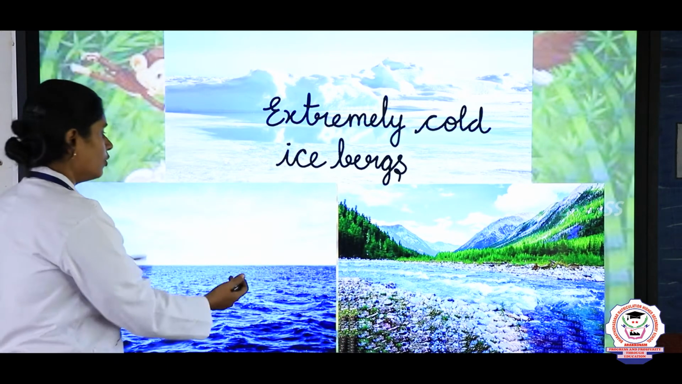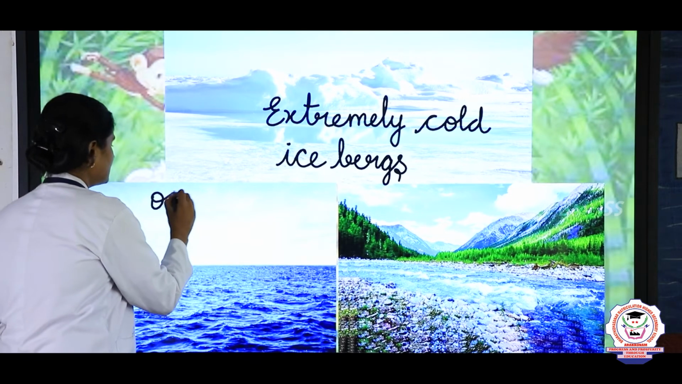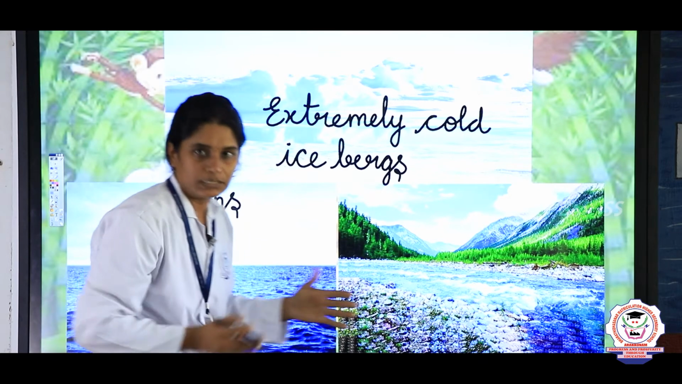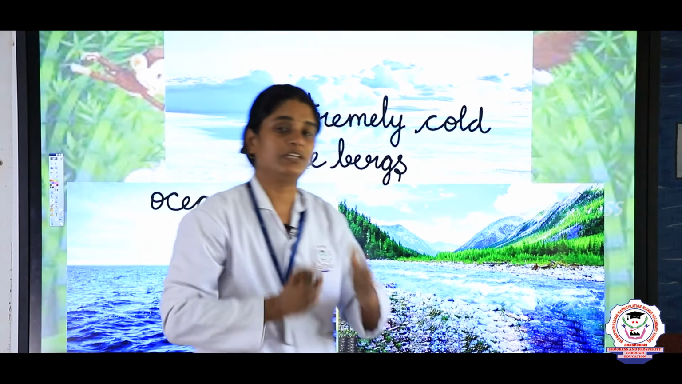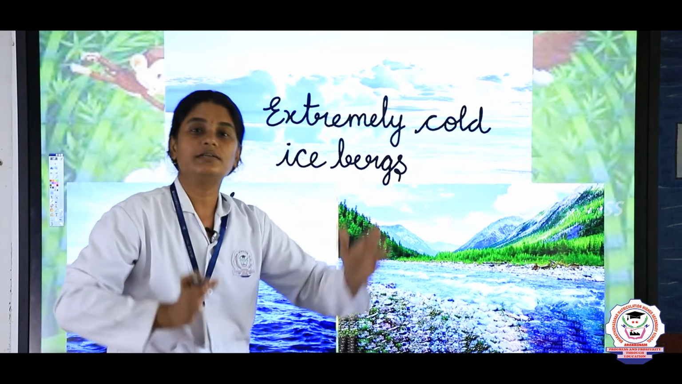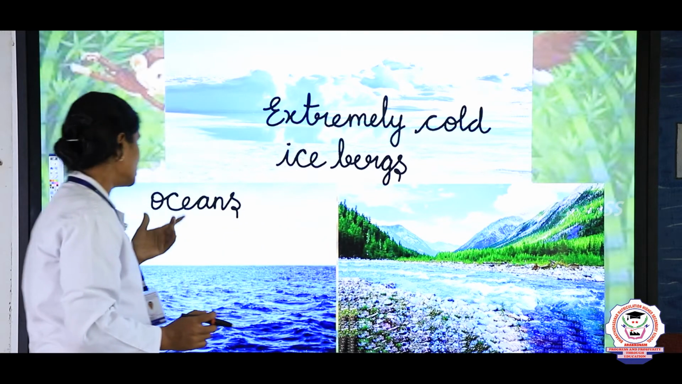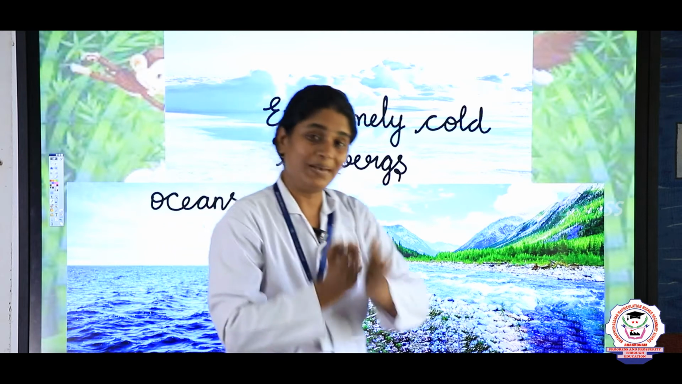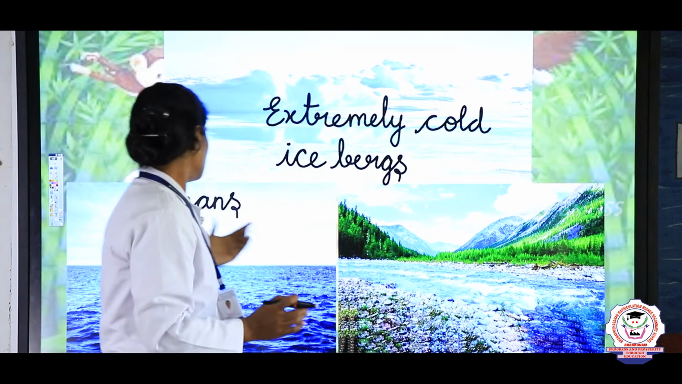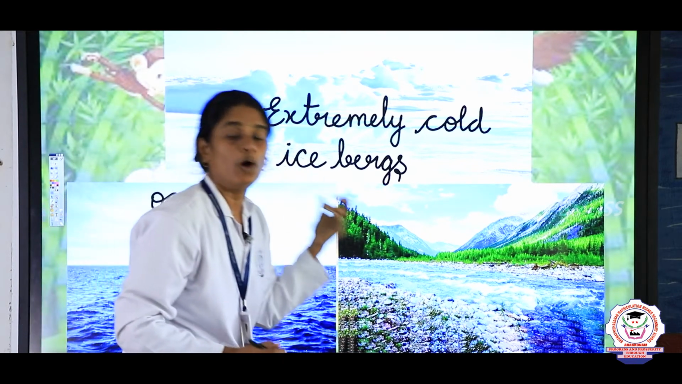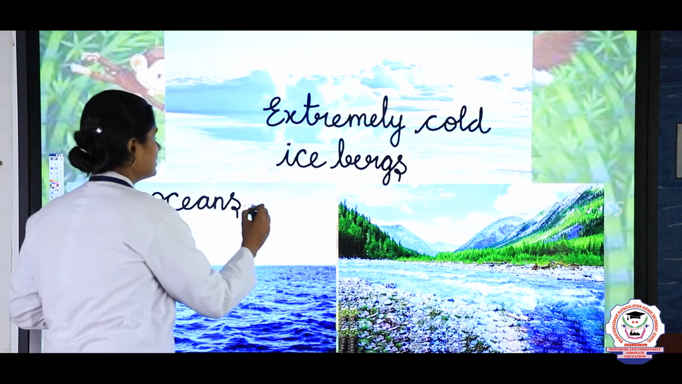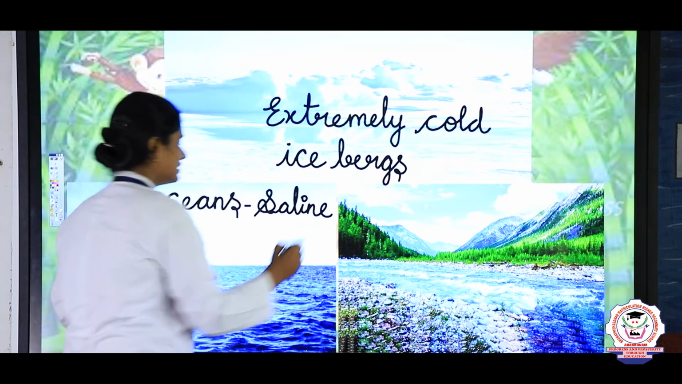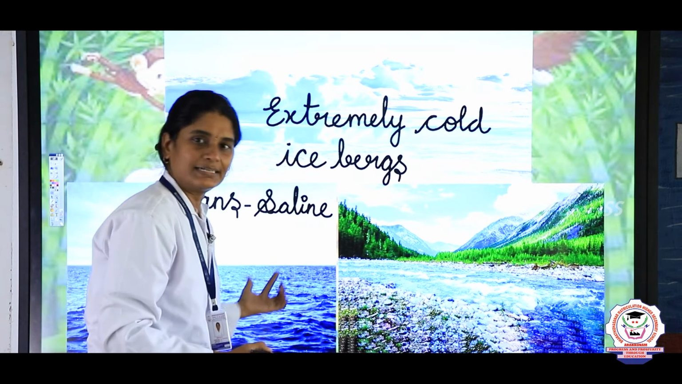Then we are going to see about ocean. So, ocean is a large mass of water on our earth, right. Most of our earth comprises ocean. This ocean contains water which is saline. Saline is nothing but salty water. So, you can see salty water is present in the ocean.